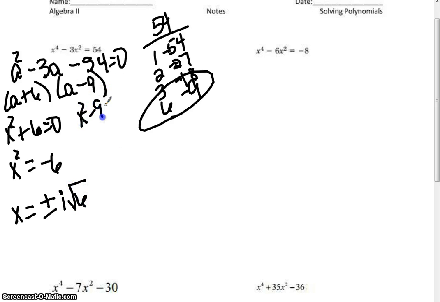x squared minus 9 equals 0. Move your 9. x squared is equal to 9. x is equal to plus or minus the square root of 9, which is simply 3.